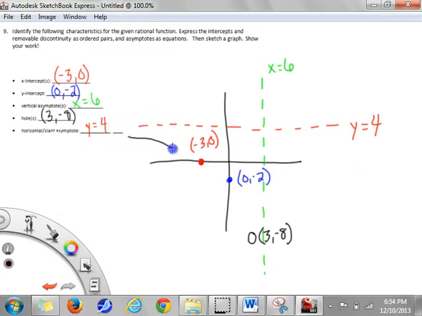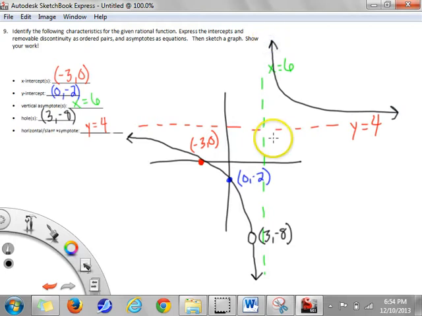So now, based on all that information, I can sketch a graph of my curve. We've got a curve that goes right here. We want it to touch the hole. We don't want it to go through it though. It sort of skips that spot. And then the other part of the curve would be over here. So really, in reality, if we zoomed out far, far away, the graph would just look like a horizontal line at y equals 4. It's just that the division causes this break in here with some goofy information.